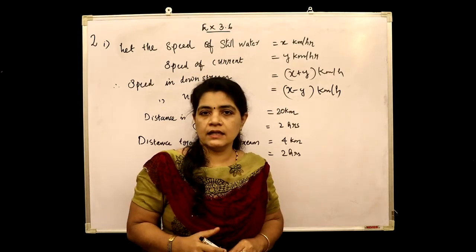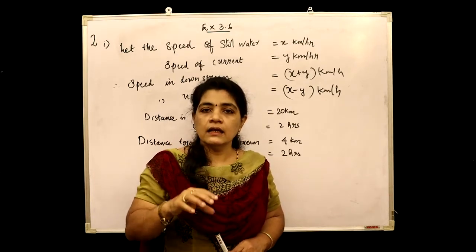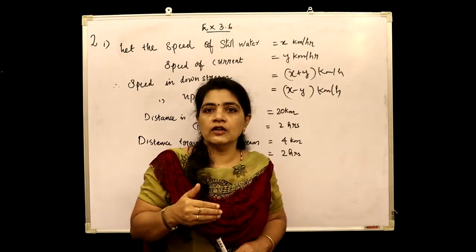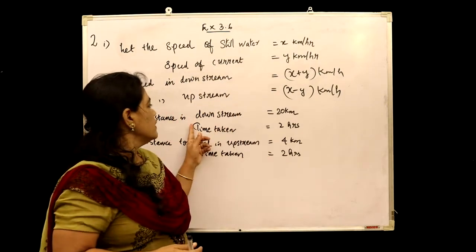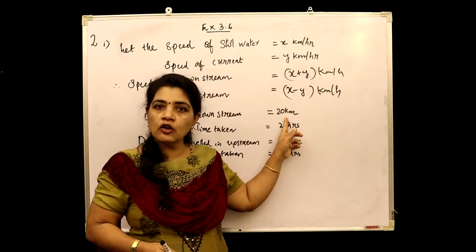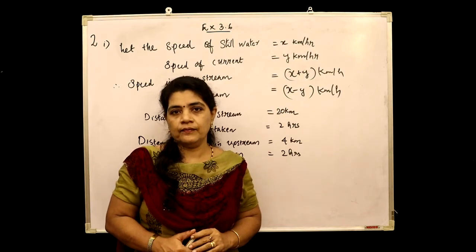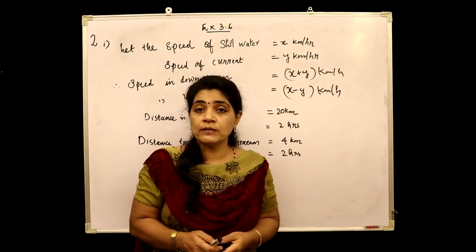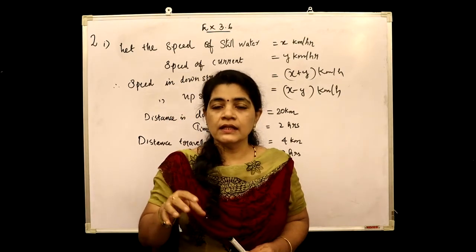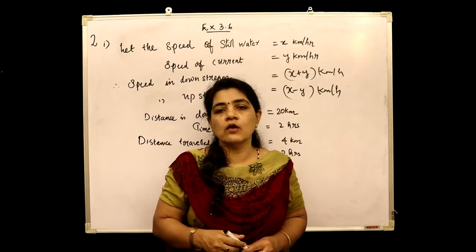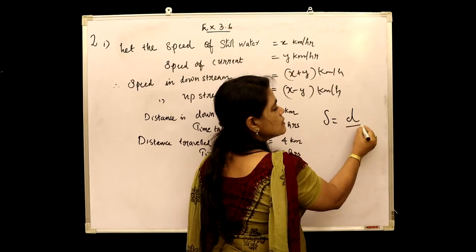And what is next, children? We have been given the distance travelled in downstream and the time taken to cover that distance. The distance travelled in downstream is 20 kilometers and the time taken is 2 hours. Understood? And we have a very famous formula relating these three quantities, speed, distance and time: speed is equal to distance by time.